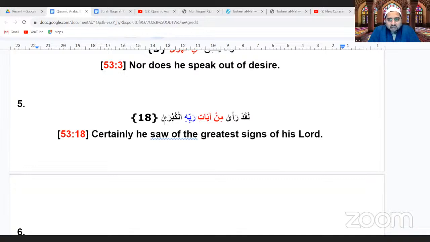In the Tafasir it is mentioned: laqad ra'a min ayati rabbihil kubra. Fatima Zahra salamullah alayha is one of the greatest signs of Allah subhanahu wa ta'ala. And in the ahadith it says, if Allah subhanahu wa ta'ala wanted to create beauty in the form of a human, it would be Fatima. Fatima Zahra salamullah alayha is the manifestation of the beauty and the perfection of Rasulullah of Allah subhanahu wa ta'ala.